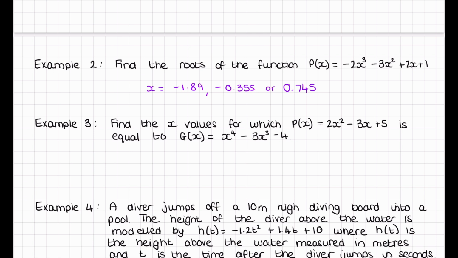Example 3, find the x values for which the function f(x) equals 2x squared minus 3x plus 5 is equal to g(x) equals x to the power of 4 minus 3x cubed minus 4. So we want to find the x values when these two are equal. There's different ways you can approach it, but we're going to use our calculator, which means because we want to find when they're equal, we want to find their intersection point. So we're going to go to the calculator, put these two in, find the intersection, and get our solution.